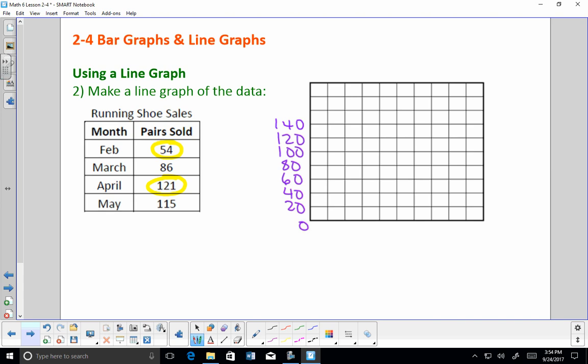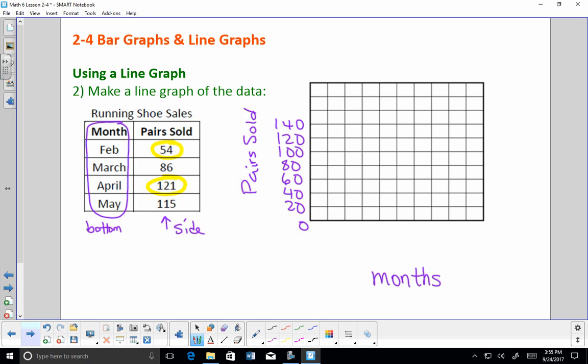This would be pairs sold, so I'm going to put pairs sold right here. And then I need months down here. Like we said, this always goes on the bottom, and this one always goes on the side. When they give you a vertical table like this, all the data that's on the left-hand side of your table goes on the bottom, and all the data that's on the right-hand side of your table goes on the side.